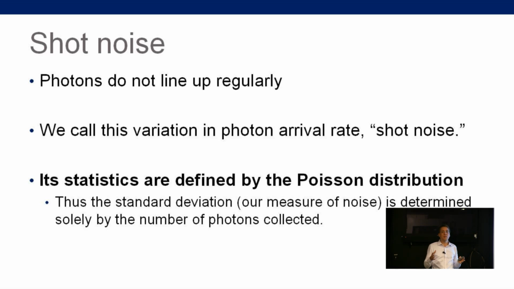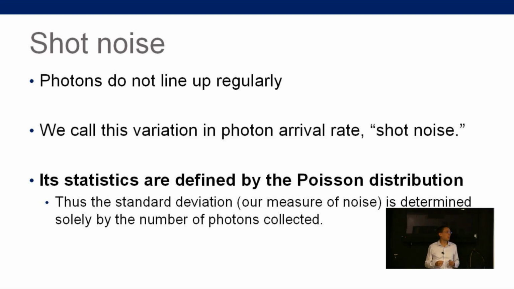So we call that variation shot noise, and we measure it by the standard deviation. All the normal rules apply, if you know about the standard statistics of a Gaussian curve: within 2 standard deviations of the mean, 95% of your events are going to happen. That all still applies, but the square root of the mean is always the standard deviation.